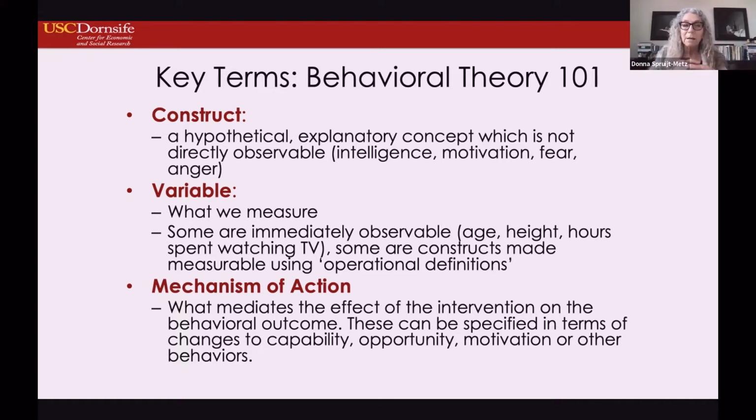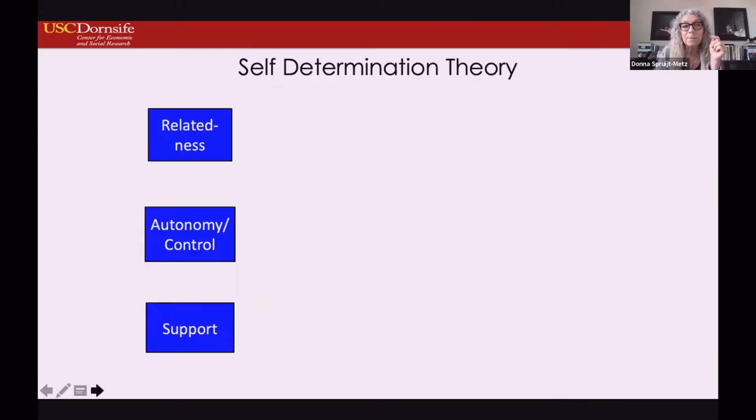Maybe. Really important is thinking about mechanism of action. What mediates the effect of the intervention on the behavioral outcome? I guess if you're looking at it this way, intervention, behavioral outcome. These can be specified in terms of changes to capability, opportunity, motivation, or other behavior. So what's the mechanism of action that's between the determinant and the behavior? And that's the thing you're aiming at, tilting those mechanisms of action.